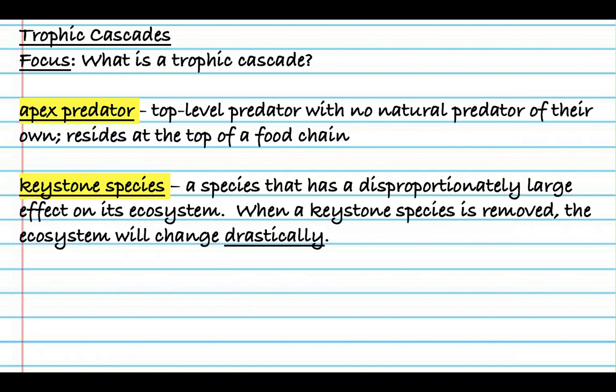We're not talking about a large number of organisms here. We're talking about a small population of wolves triggering huge, massive change throughout the entire ecosystem. When a keystone species is removed, the ecosystem will change drastically.